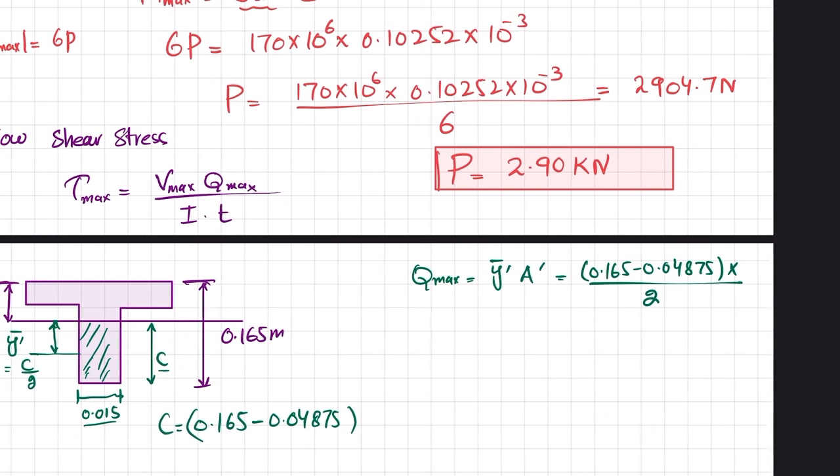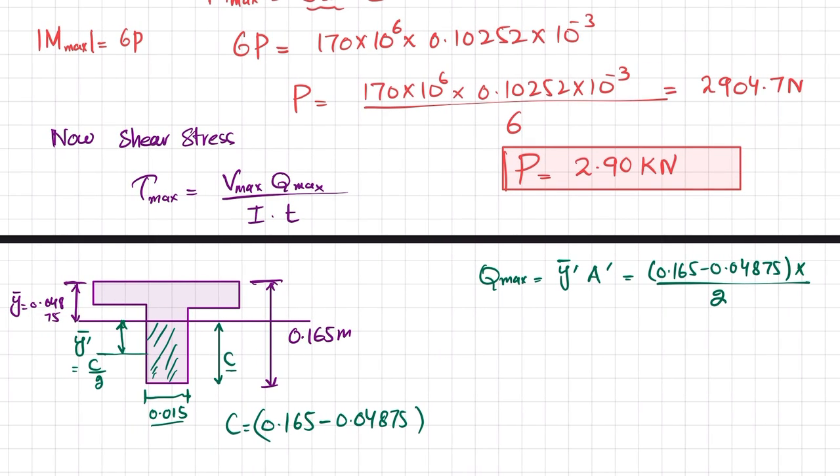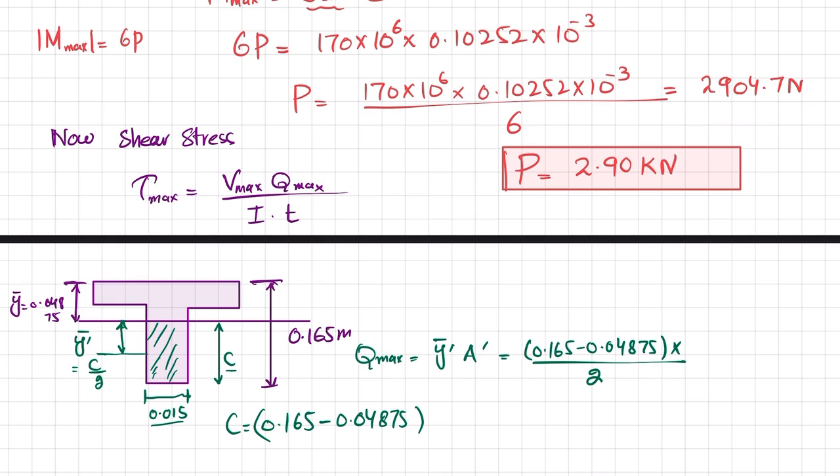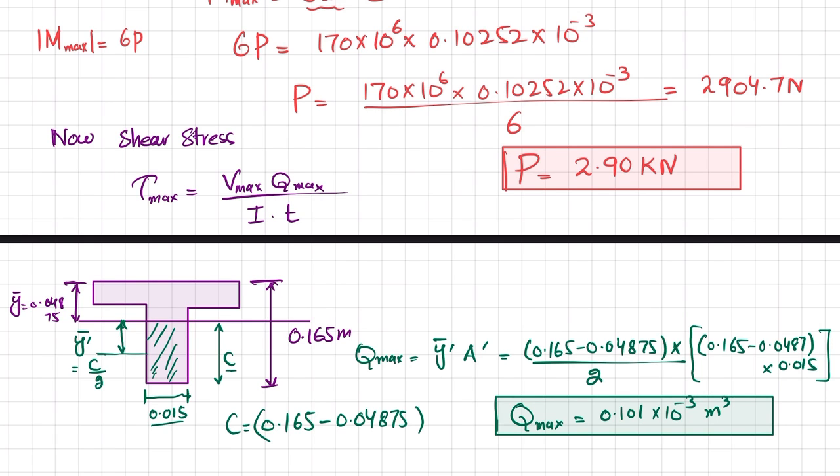0.015. So again, what if I copy it and move a little bit over here so that we can get the space. Okay, so area is C, which is 0.165 minus 0.04875 multiply by this thickness, which is 0.015. Clear? So you will get Q max will be equal to 0.101 into 10 to the power minus 3 cubic meter.